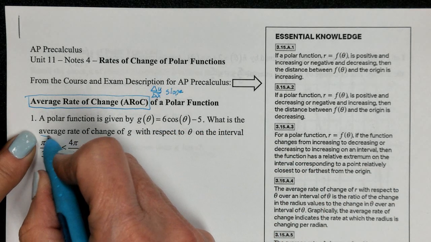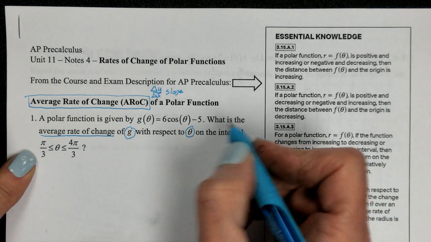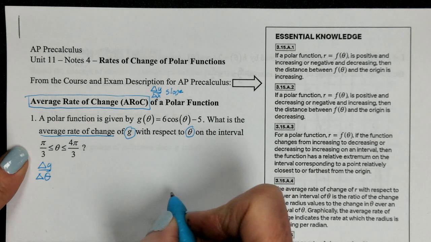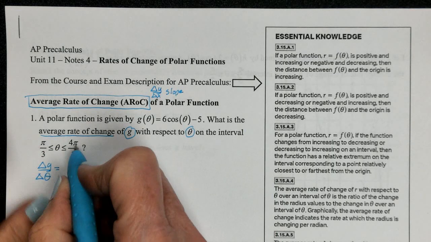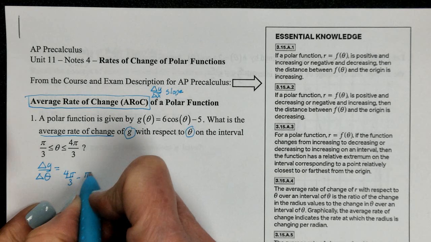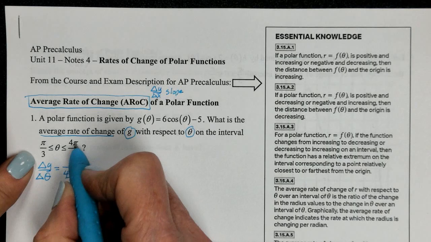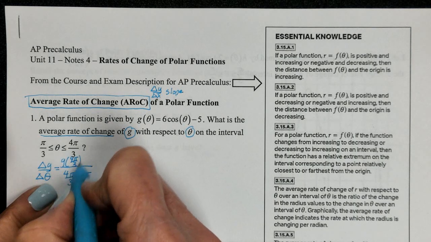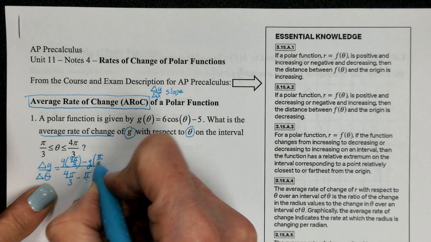They tell us we want the average rate of change of g with respect to theta. So I am finding delta g over delta theta. They give me the two theta values. So I like to put the larger one first here, minus the smaller one on the bottom there. And on top I need g at 4 pi over 3, minus g of pi over 3.